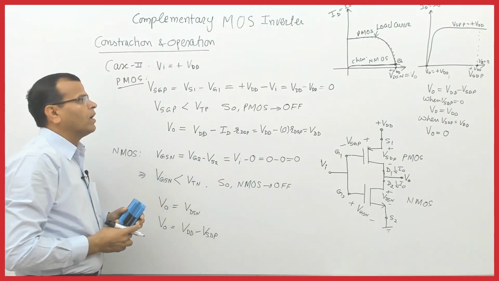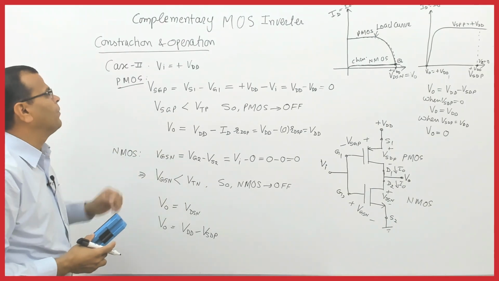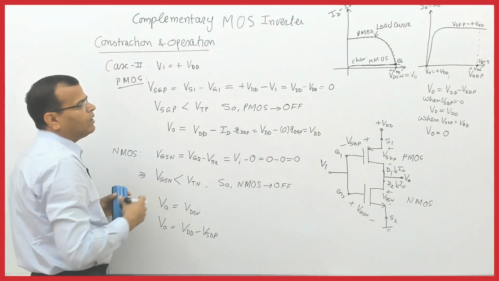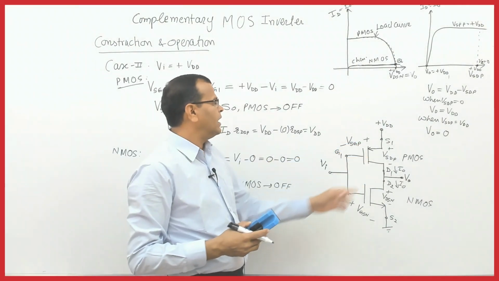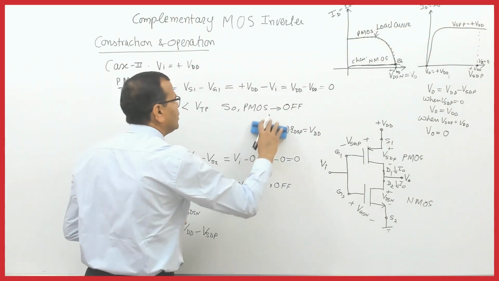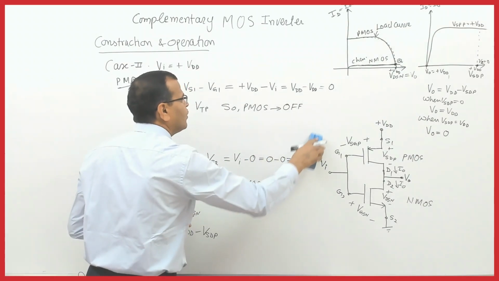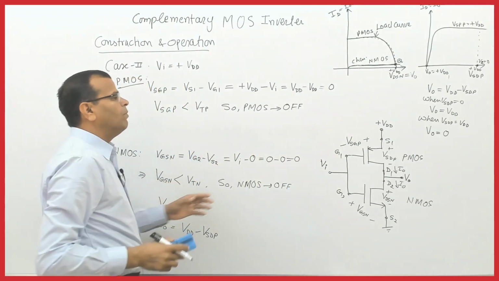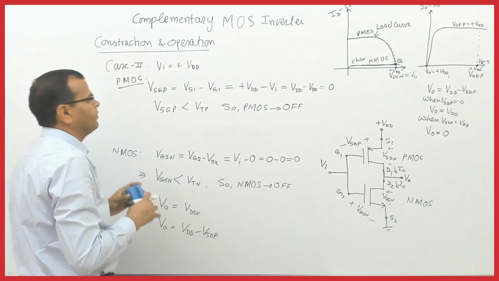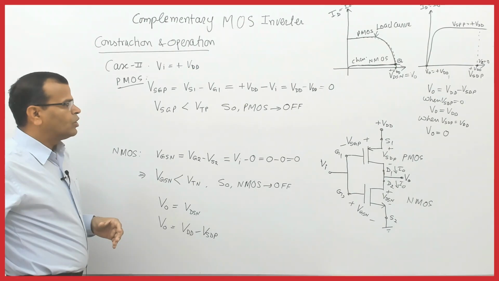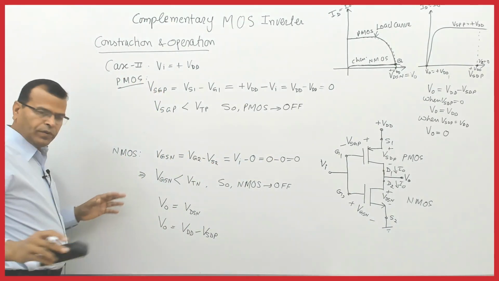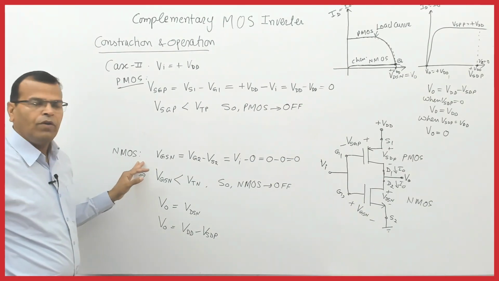Fine? Clear? Now, since it is disconnected, we will not talk about output voltage here. Why? Because it is not connected to plus VDD now. Fine. So we will not be talking about the output voltage at this point. Now let us see NMOS now.